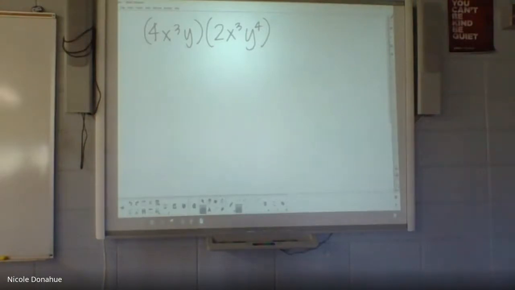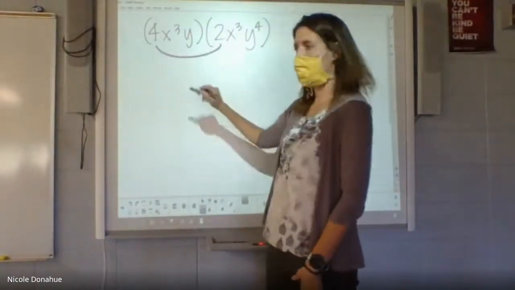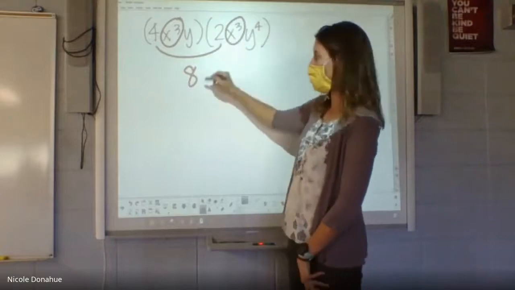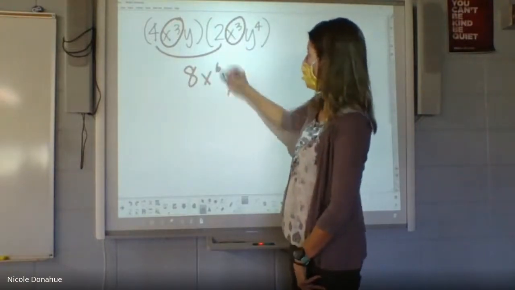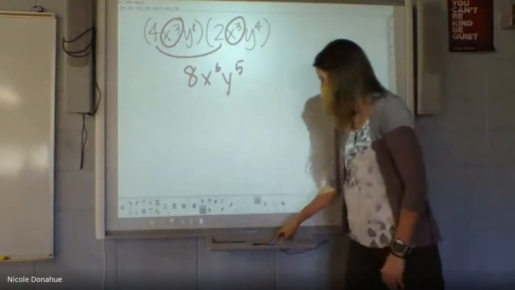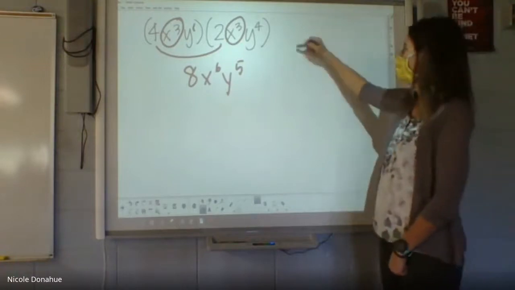So in this case, you guys, we end up with 4 times 2 is 8. X to the third, you add those exponents, x to the 6th, and then y to the 1st, and the 4th becomes y to the 5th. Why 5? Because.